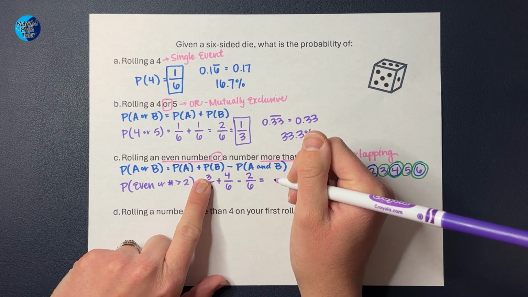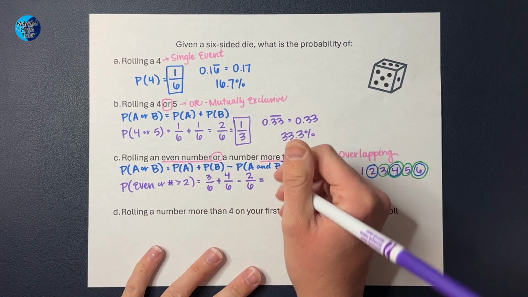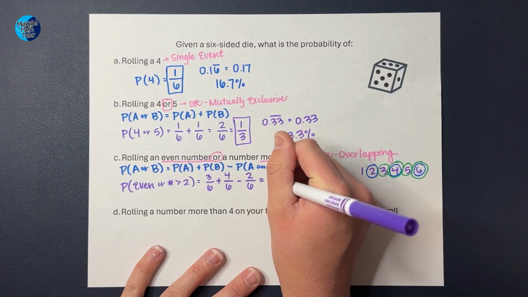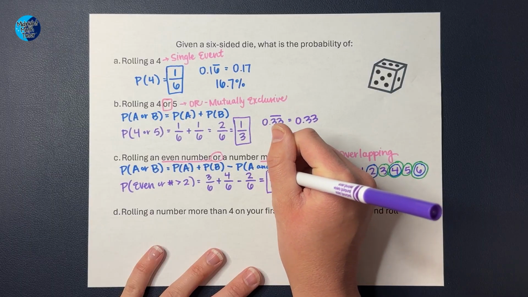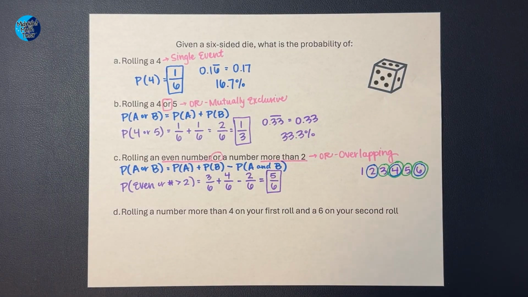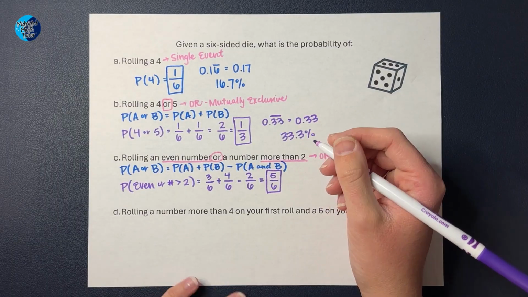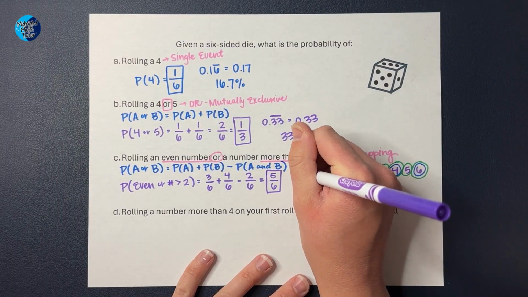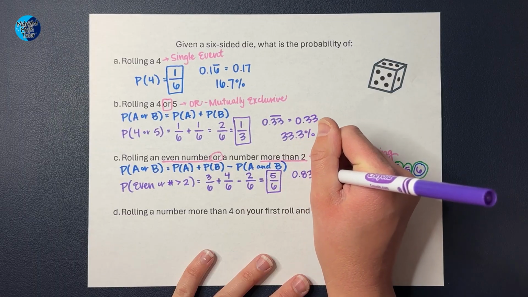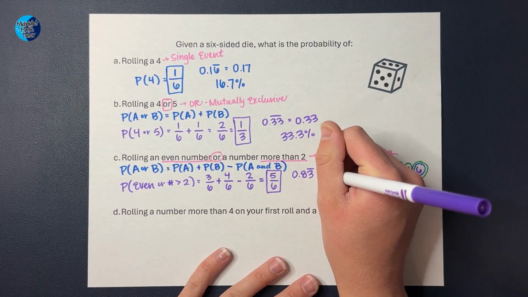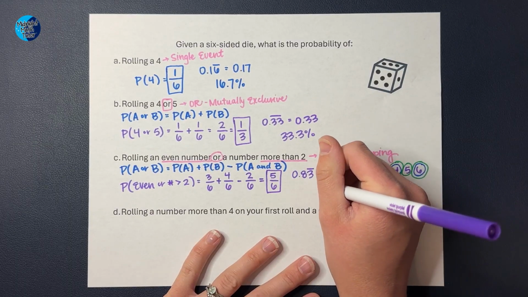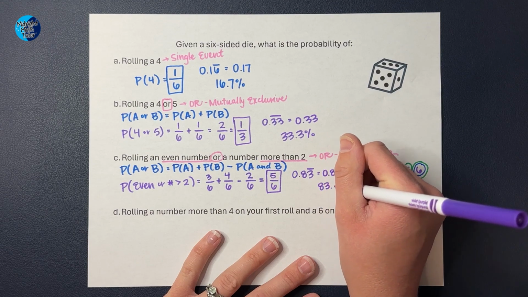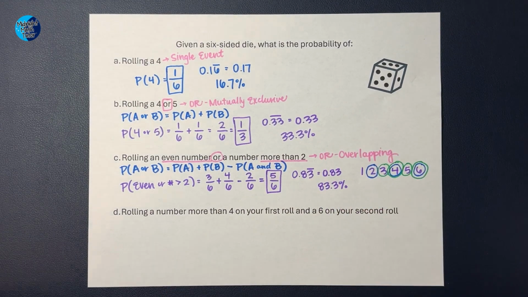So when I do 3 plus 4 minus 2, I get 5 out of 6. And that doesn't simplify. So that is the probability of rolling an even number or a number more than 2. If I wanted to write this as a decimal, it's 0.83 repeating. We got a lot of repeating things here. So I would round that to 0.83. And as a percent, that would be approximately 83.3%.